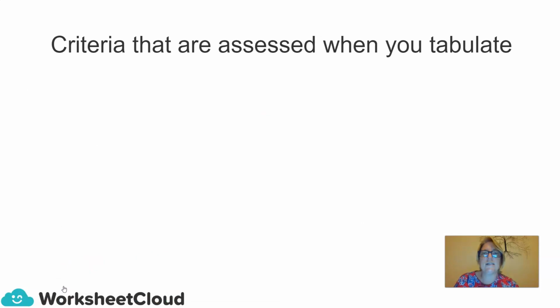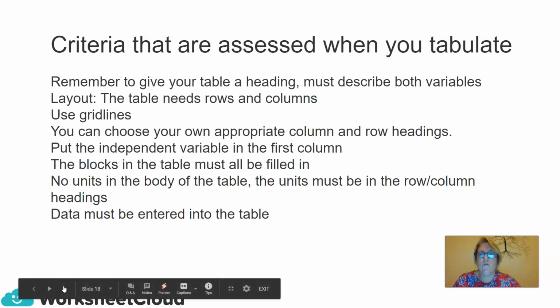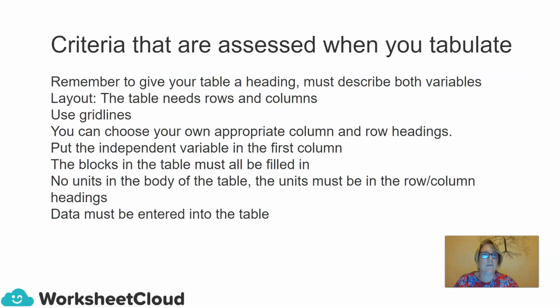Just a reminder what criteria are assessed when you are going to do a table for your results. Remember to give your table a heading, and in your heading you must describe both your independent and your dependent variable. So the independent variable are the different substances that you've used. The dependent variable is the density that you are calculating.